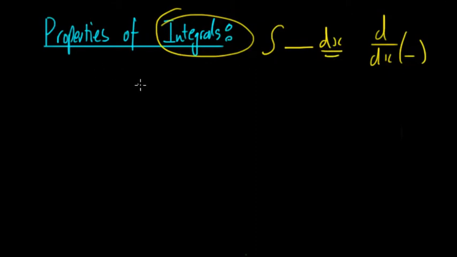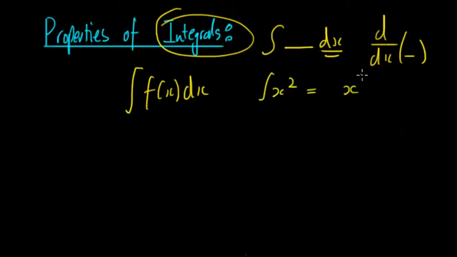So properties of integrals. If we had the standard integral of f(x) dx here, that's just finding the antiderivative. So if it was x squared, it would equal 1 over 3 x cubed, because you bring the 3 down, the 3 over 3 is 1, and the 3 minus 1 goes to 2. So you have 1 over 3 x cubed.